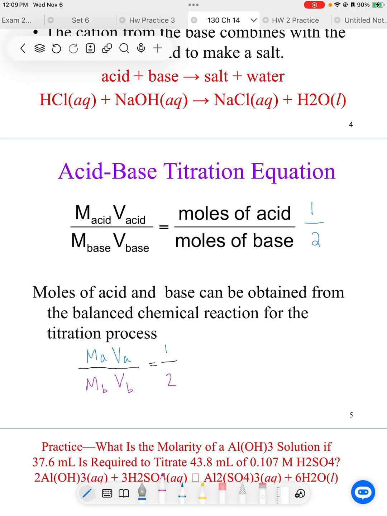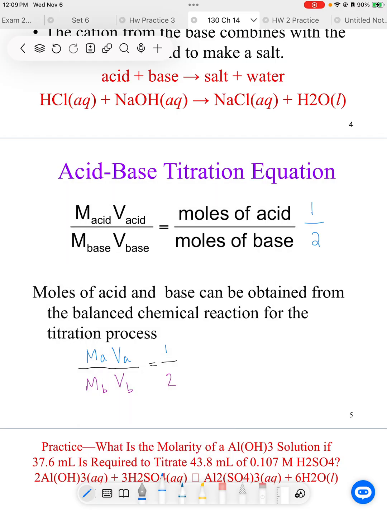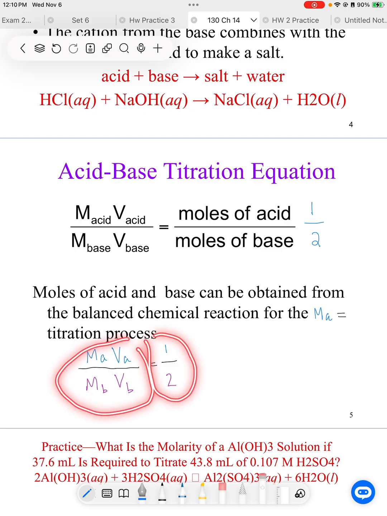Now, let's say we need to solve for the molarity of the acid. So we want to isolate this MA. And what I mean by isolate is that we want MA to be all alone on one side of the equal sign. So we want to have MA equal to something. Okay, so that's what we're going to go for. The first thing that we need to do, we have something on each side of the equation. And the first thing that we want to do is get this fraction over on this side. And how we can do that is by cross multiplying.